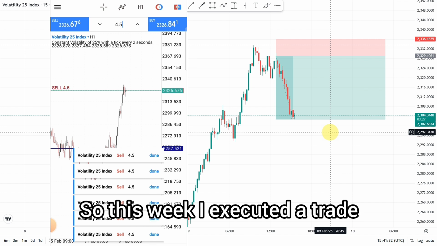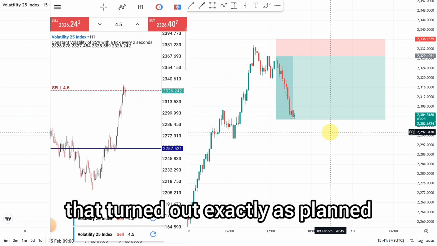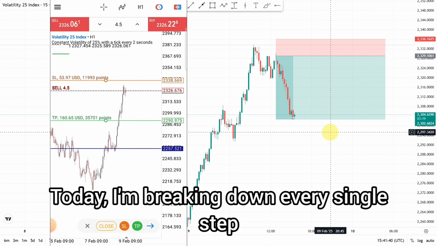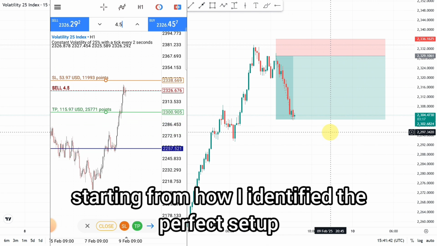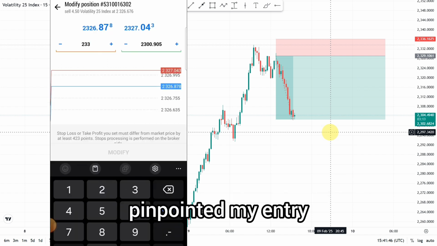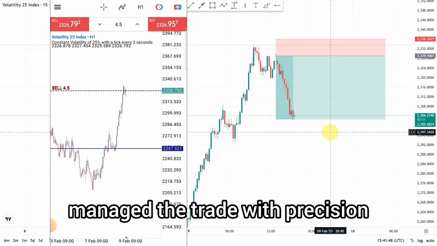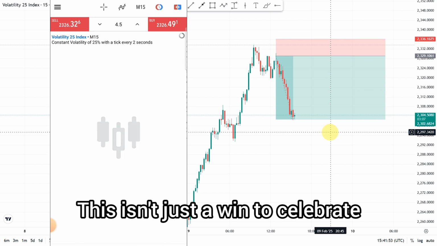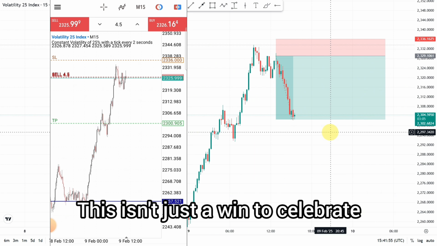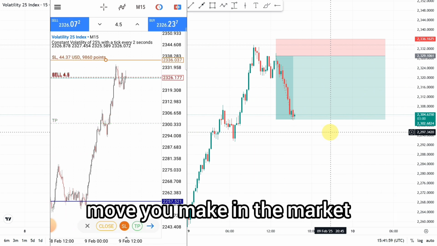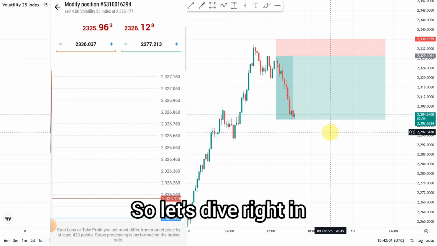So this week I executed a trade that turned out exactly as planned, a true statement to the power of sticking to your strategy. Today I'm breaking down every single step, starting from how I identified the perfect setup, pinpointed my entry, managed the trade with precision, and locked in some solid profits. This isn't just a win to celebrate. It's a masterclass in learning from every move you make in the market. So let's dive right in.